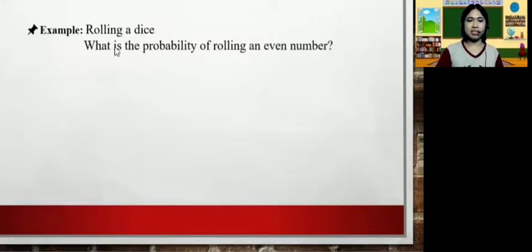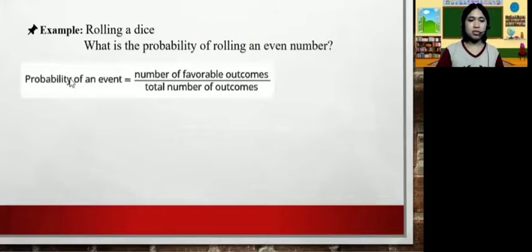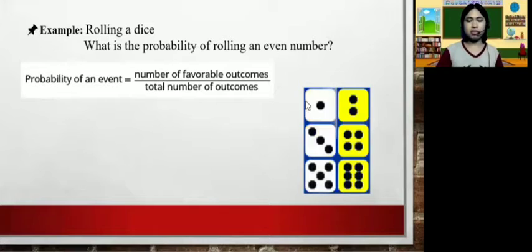Rolling a dice. What is the probability of rolling an even number? So, what are even numbers? 2, 4, 6, 8, 10, 12. Those are even numbers. So let's use the given formula, which is probability of an event equals number of favorable outcomes over total number of possible outcomes. This is the sample space of a dice. So we have 1, 2, 3, 4, 5, 6. A dice has 6 faces.